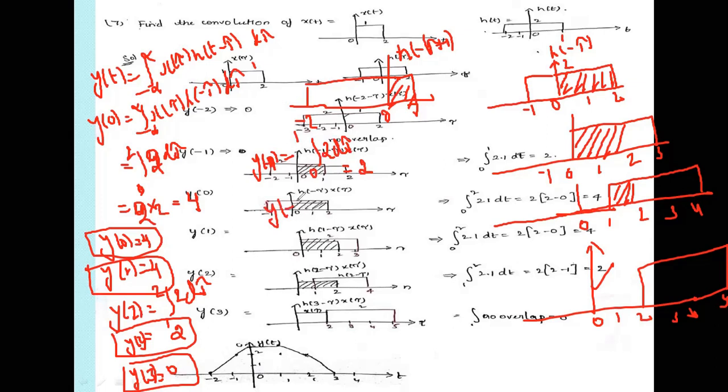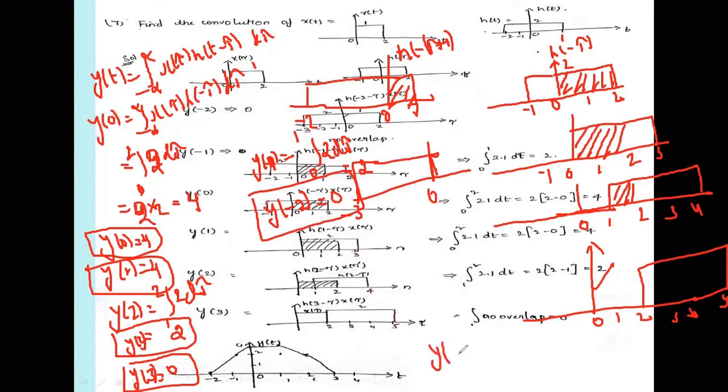And y of minus 2: you can move this towards the left side. Now there is no overlapping because it starts from 0 only, from minus 3 to 0. So y of minus 2 is equal to 0. Okay, so y of minus 2 is 0.